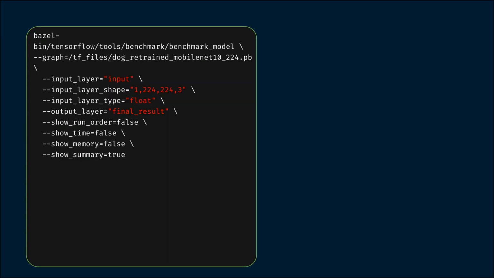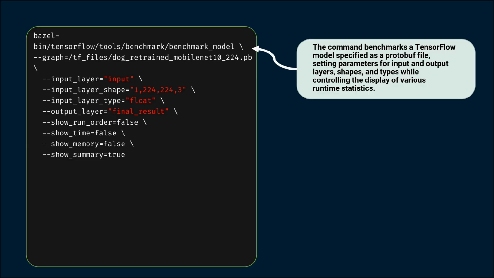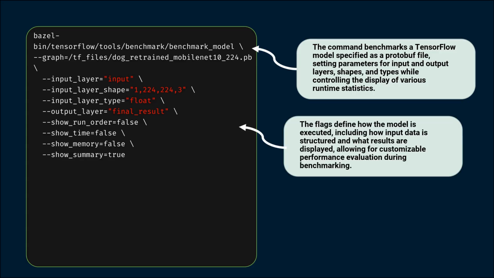Now let's see how we can benchmark the performance of our retrained Mobilenet model. The command provided is meant to run a benchmark tool specifically designed for TensorFlow models. By executing this command, we assess critical performance metrics including speed, memory usage, and flops, which are essential for understanding how well our model will perform in a real-world scenario. In the command, we specify the path to our trained model graph file, which holds the retrained weights and structure of Mobilenet. We also define the input layer characteristics, such as its name, shape, and data type, which tells the benchmarking tool how to properly feed data through the model. The output layer is likewise defined so that the tool knows where to capture the results.